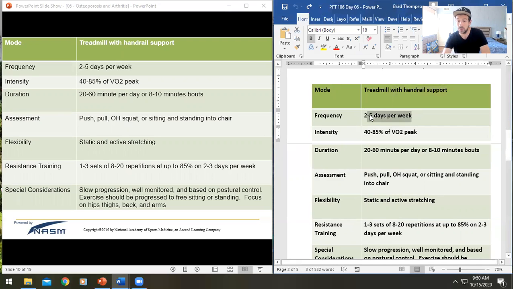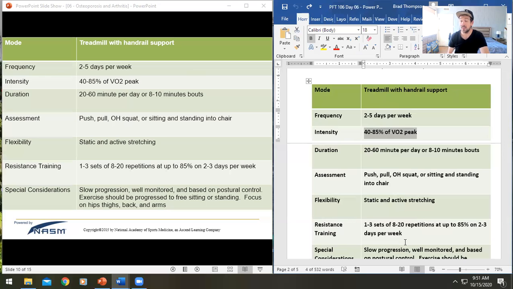2 to 5 days per week in terms of your frequency. Sometimes it'll be really low, because if you have a client who's new to this, it's going to take them a little bit longer to repair. So you may need to be a little bit short on the days. 40 to 85% of your VO2 max. That's a really large range. That's going to be sub zone 1 up to zone 2 in terms of your cardio. So that's going to be anywhere from 50 to 85% of your heart rate max.